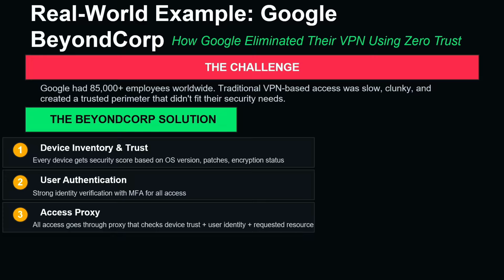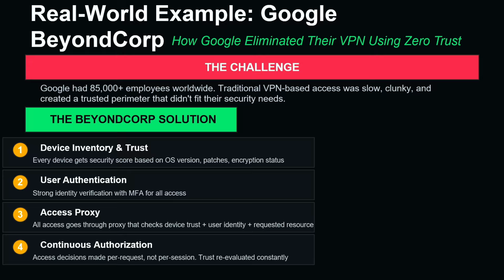Lastly is continuous authorization. This is so that trust isn't granted for a session, it's evaluated per request. So per request, the system re-evaluates if your device is still secure, if your behavior is still normal, and if you're still authenticated recently enough. With this, Google completely eliminated their VPN.